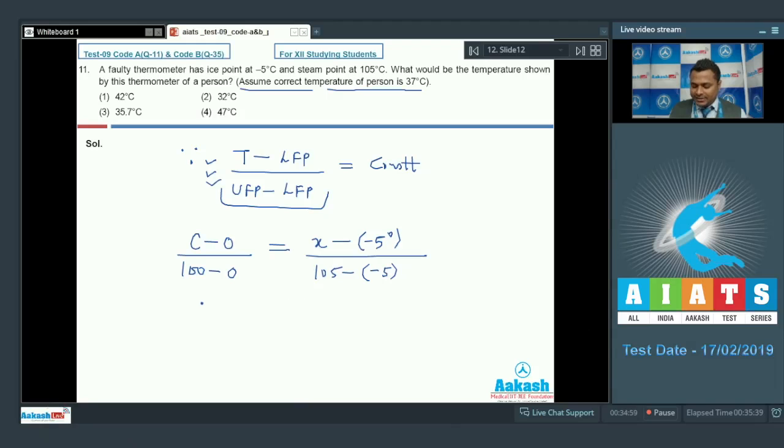After solving, we will get C, that is 37 degrees centigrade, divided by 100 equals X plus 5 whole divided by 110. Now if we solve for X, we will find that X equals 35.7 degrees centigrade. So this is our final answer, and if we search the options, we will find that the third option is absolutely matching. So it is correct. Now let us proceed to question number 12.